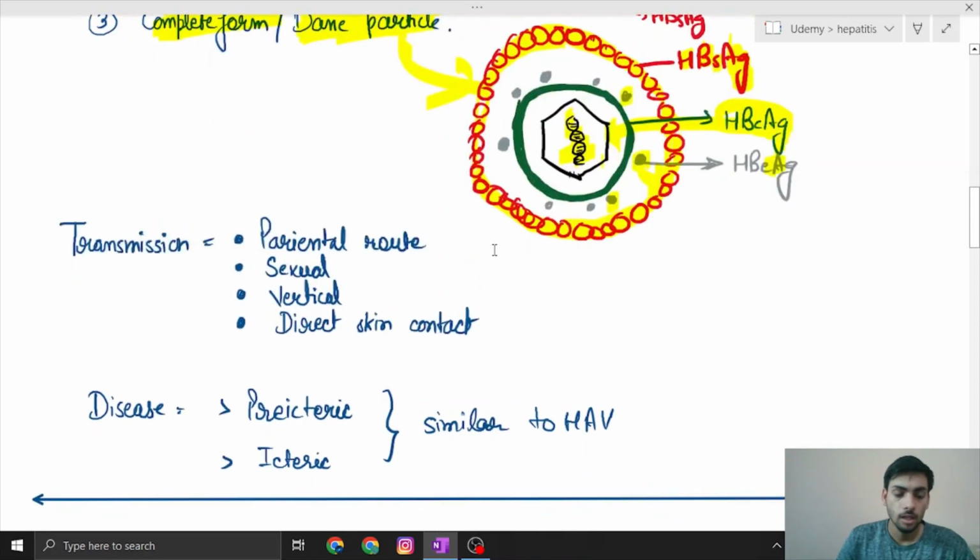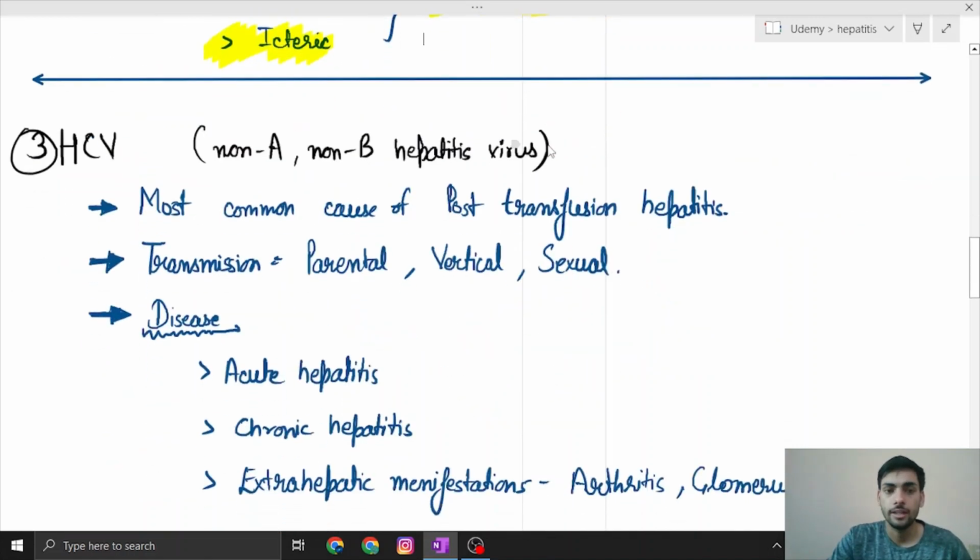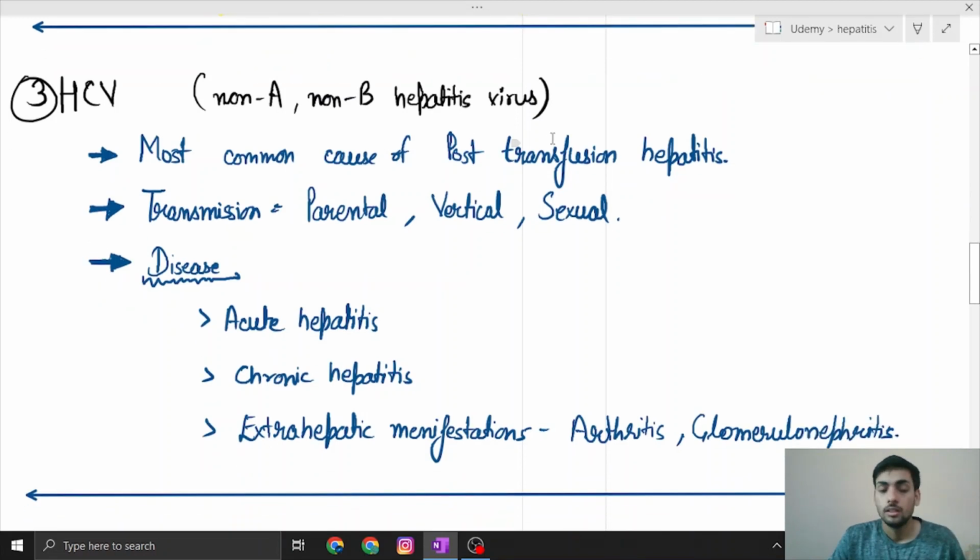This hepatitis B virus transmits through the parenteral route, not placental. It can also transfer through the sexual route, the vertical route, from parents to child, and direct skin contact also. So be careful if someone is diagnosed with this disease. Similar to hepatitis A virus, this can also exist in two parts, pre-icteric and icteric, and in the icteric phase you can again suffer from jaundice.